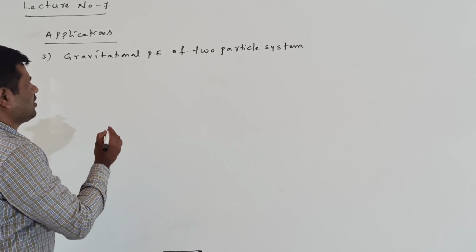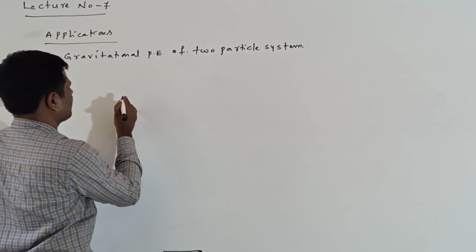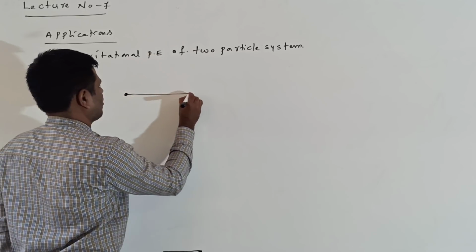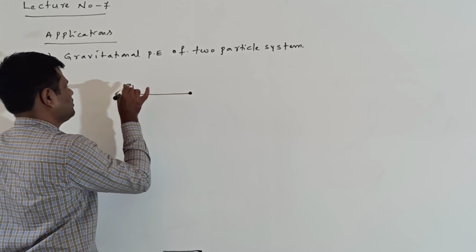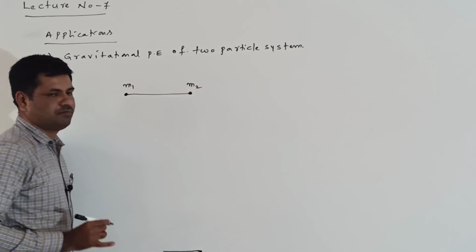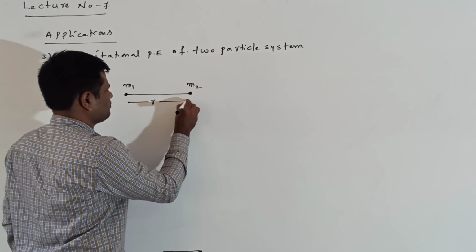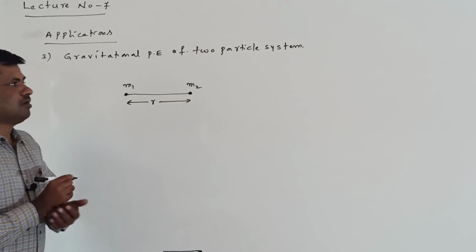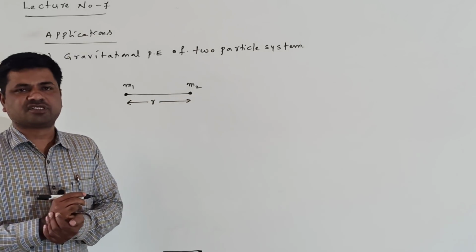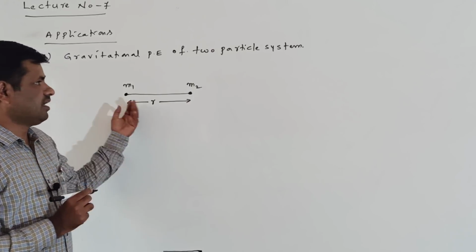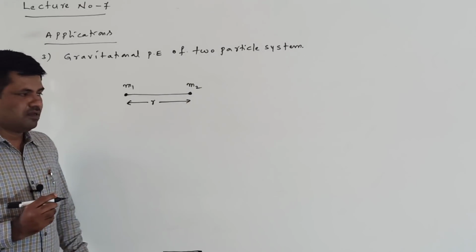How do we consider the two particle system here? Clearly listen. This is having the mass m1, this is having the mass m2. Now these two are separated by a distance r. Right, in this case what is the gravitational potential energy? How can we write the gravitational potential energy?